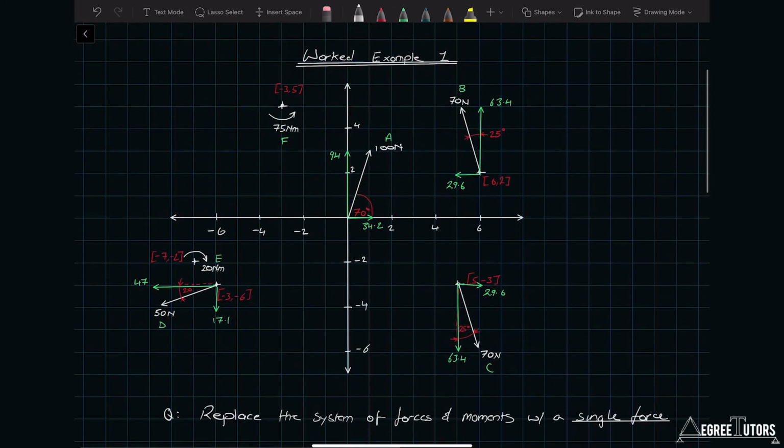All right, and then let's add in the contribution from D. So D, its horizontal component of 47, will have a lever arm of 3 meters, and that 47 newtons will generate a clockwise rotation or a positive rotation. And the vertical component of 17.1 has a lever arm of 6 meters and will generate a counterclockwise rotation about the origin.